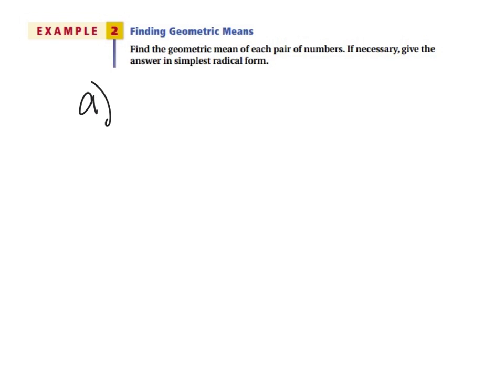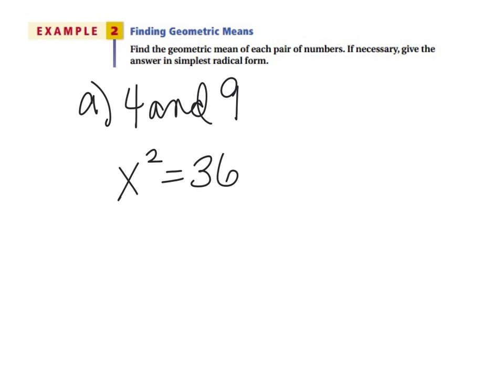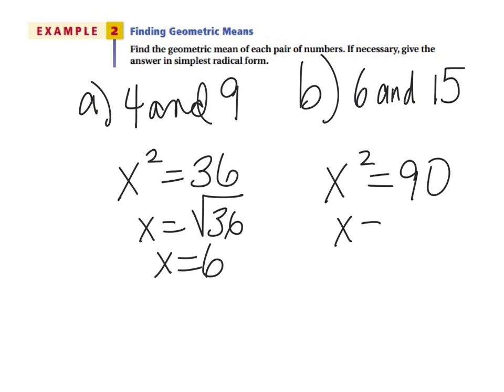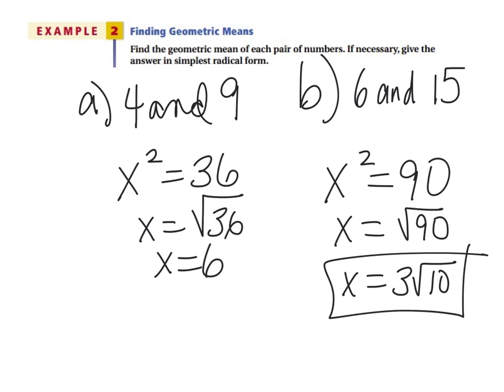So for part A, find the geometric mean of 4 and 9. All you would do is take X squared equals the product of those two values. And then we know we have to take the positive root of that. So the value of X would be 6. Do this one on your own. Find the geometric mean of 6 and 15. If you did that, it'd be X squared equals the product of that, which would be 90. The square root of both sides would be the square root of 90. And the square root of 90 can be simplified into 3 rad 10, or 3 root 10. So the answer for both of these is in the box.